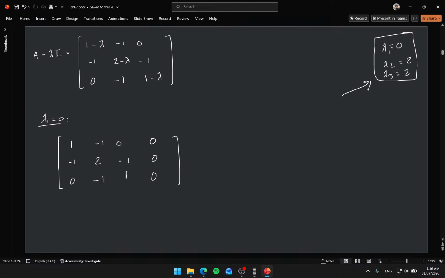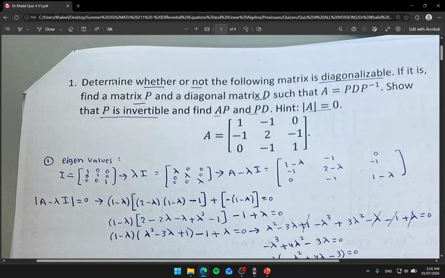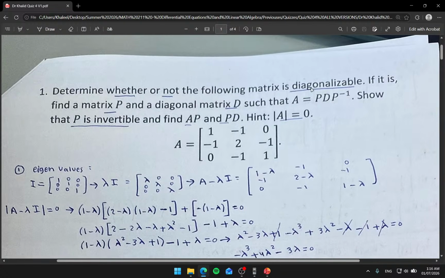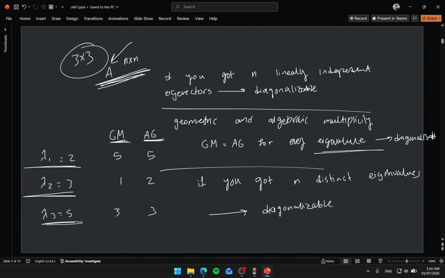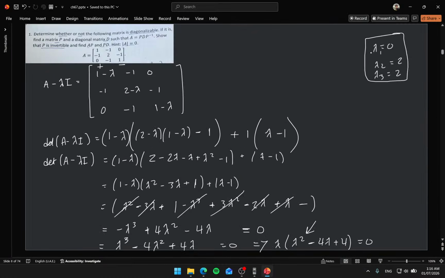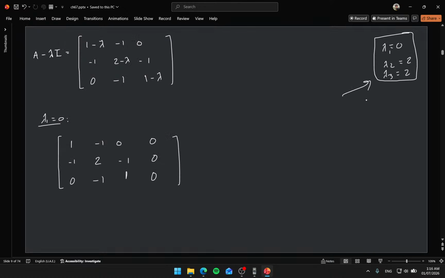Remember, one of the questions was to determine whether or not the following matrix is diagonalizable. So the third one: if you have n distinct eigenvalues, then it's diagonalizable. So we have 0, 2, 2. It's not distinct. 2 is repeated. But does this mean that it's not diagonalizable? No, we should continue actually. We can't conclude that it's not diagonalizable just from 2 being repeated. It doesn't work both ways. It only works one way. So that's why we're continuing.